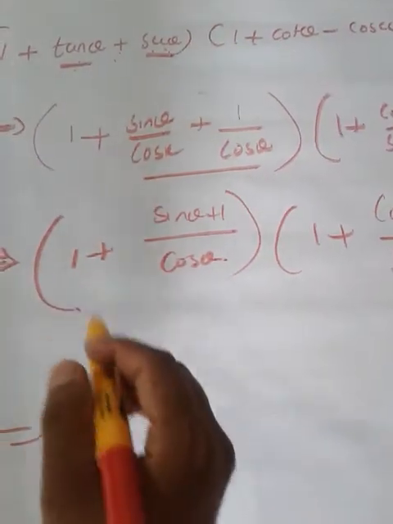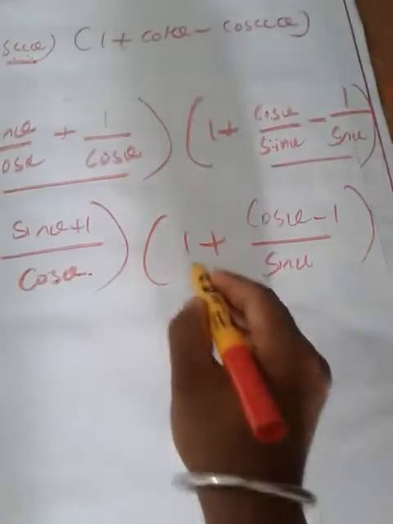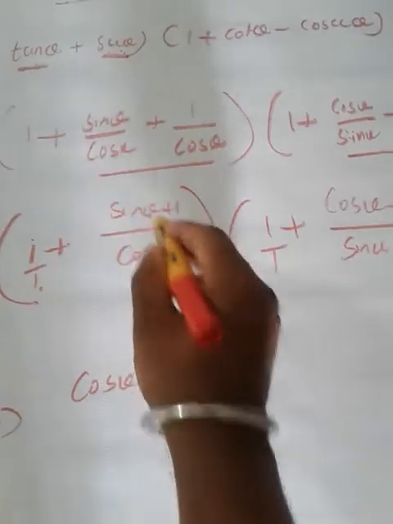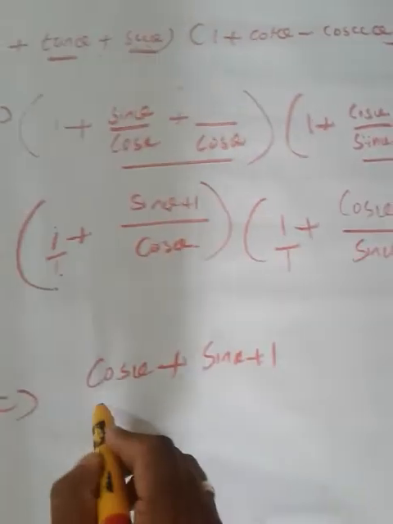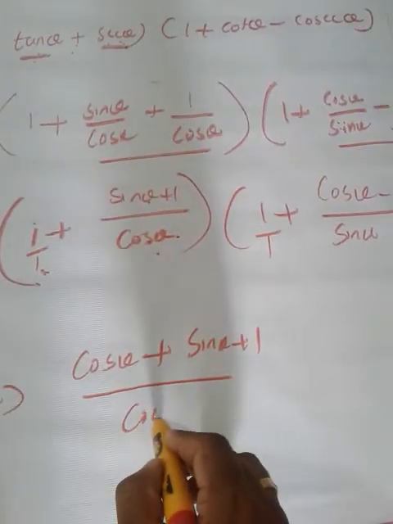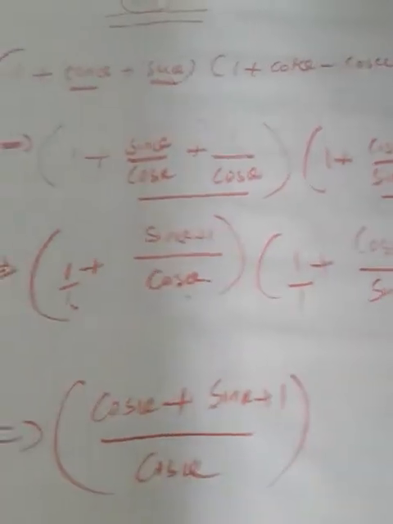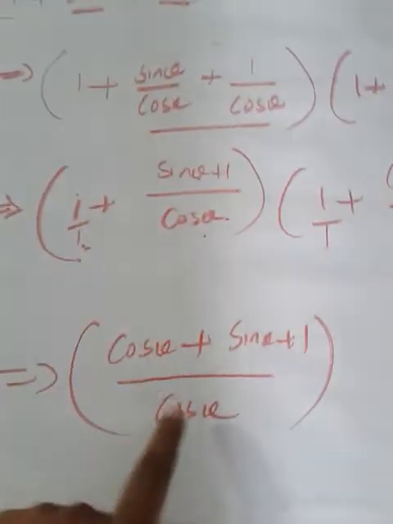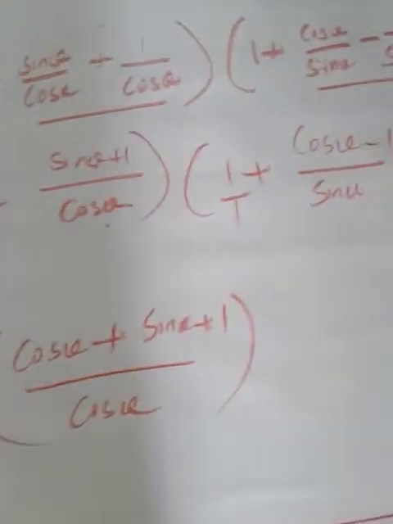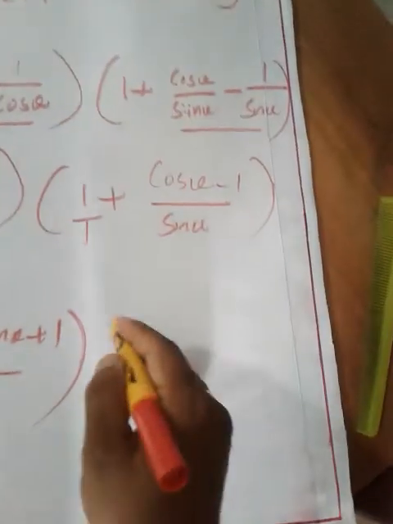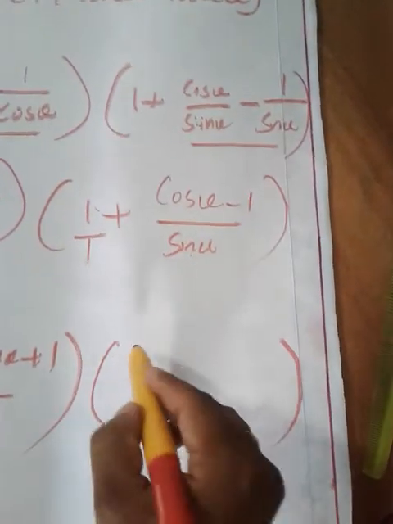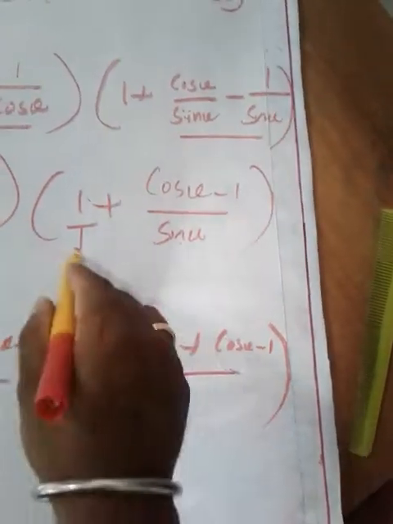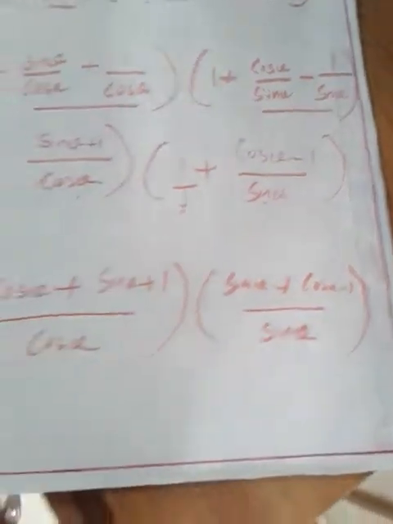Now we can go for cross multiplication. If you want, you can give the denominator as 1 and just do cross multiplication. 1 into cos theta plus 1 into sin theta plus 1, divided by 1 into cos theta. Just cross multiplication. 1 into cos theta is cos theta, plus 1 into sin theta plus 1 is sin theta plus 1. Then 1 into cos theta is cos theta. How you add two rational numbers, in the same way you can apply cross multiplication here. So here also 1 into sin theta is sin theta, plus 1 into cos theta minus 1 is cos theta minus 1, divided by 1 into sin theta, which is sin theta, of course.